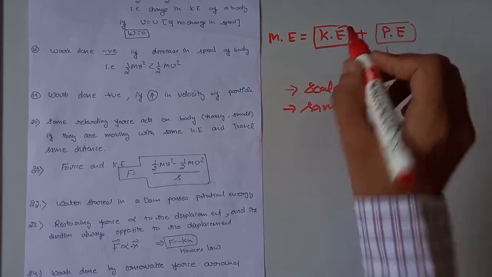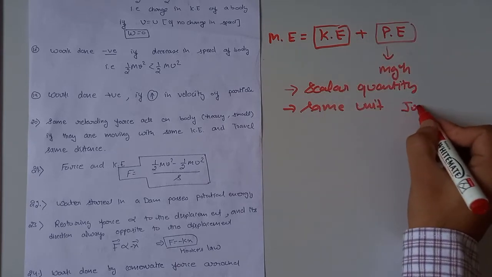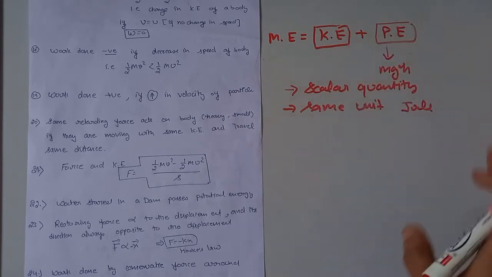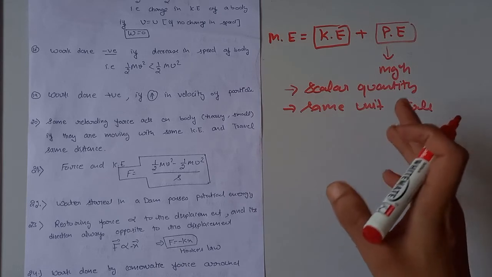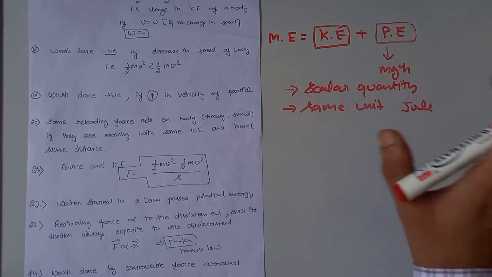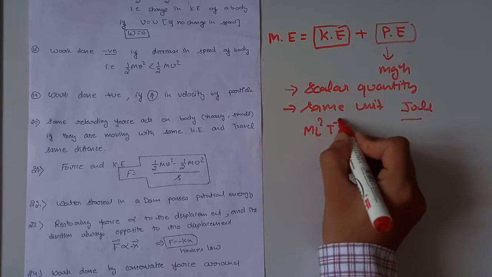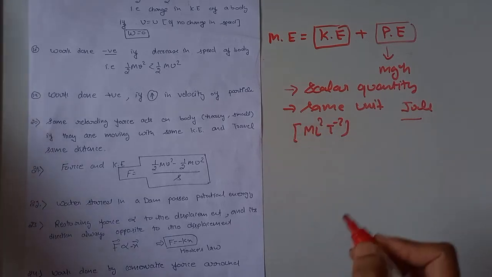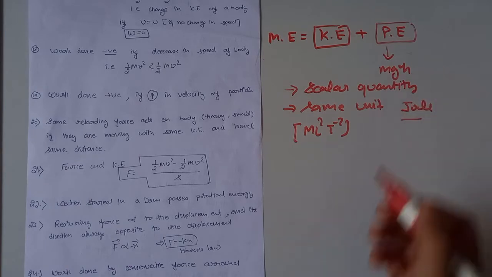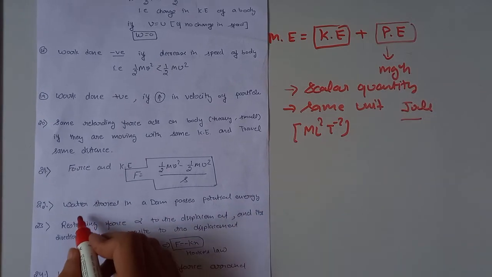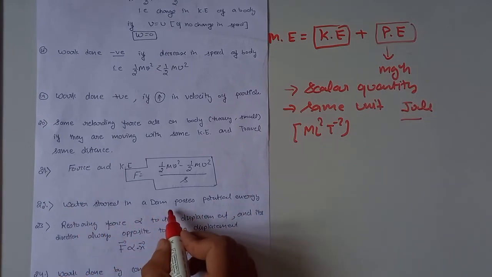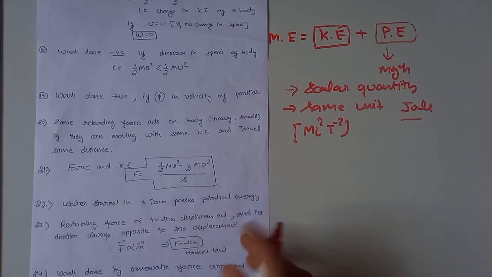It has the same unit as that of kinetic energy, that is Joule, and the same as that of work done, that is Joule. And its dimensional formula is ML²T⁻². This is potential energy. Now our next key point is water stored in a dam possesses potential energy.